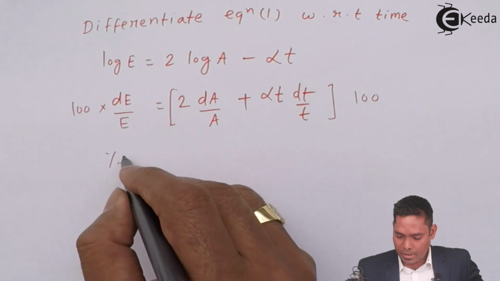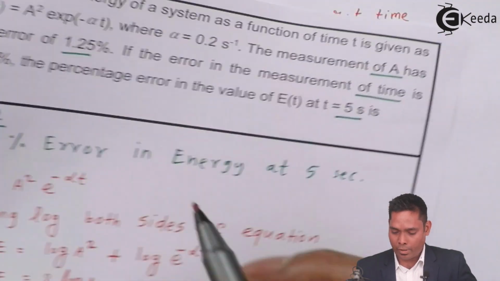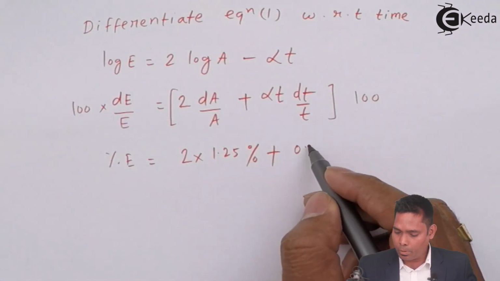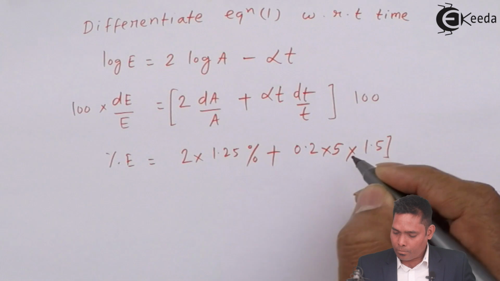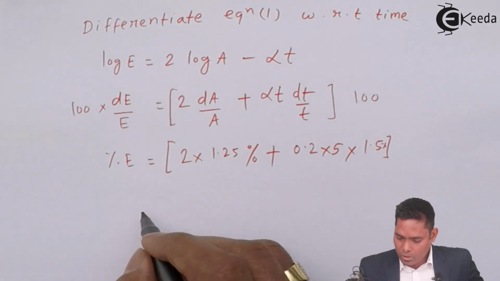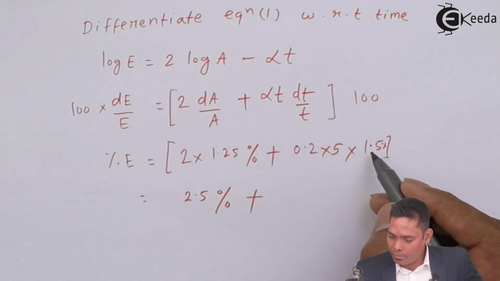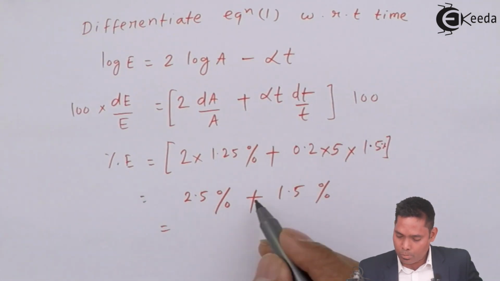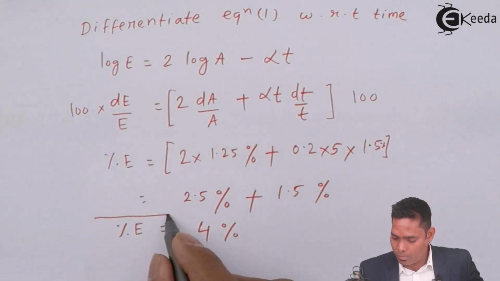So the percentage error in the measurement of E will be 2 times the percentage error in the measurement of A, which is given as 1.25%, plus alpha t. Alpha is 0.2, t is 5, so 0.2 into 5 into the error in time measurement, which is 1.5%. So it is 1 times 1.5 in terms of percentage. So 2.5% plus 1.5% comes out to be 4%. So the percentage error in the measurement of E will be 4%.